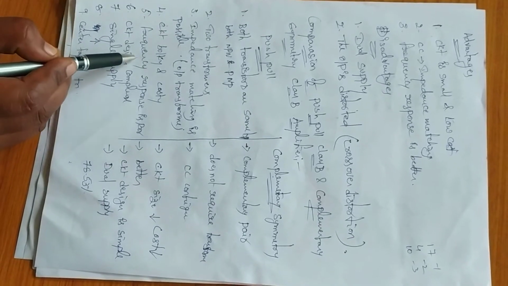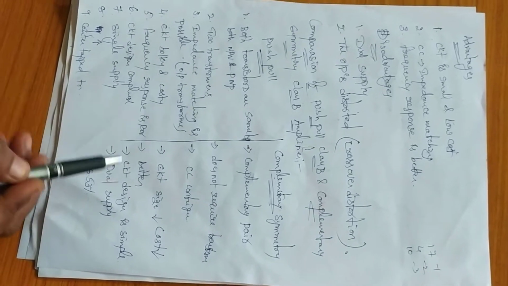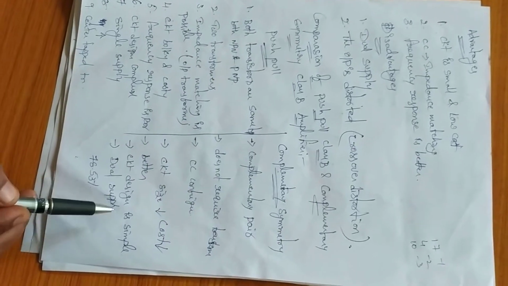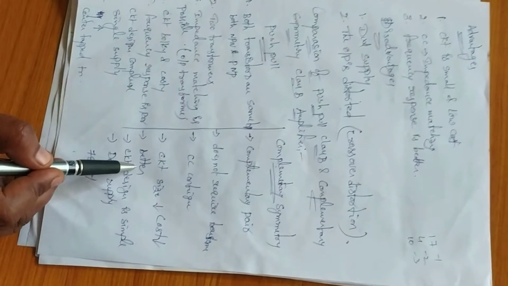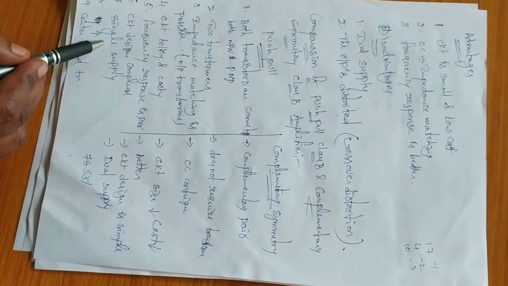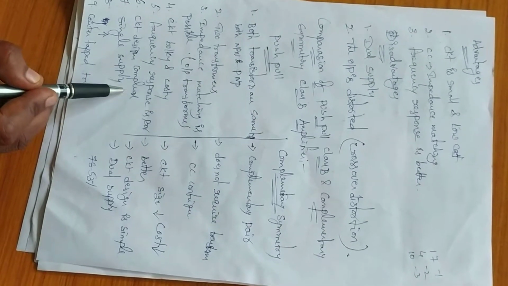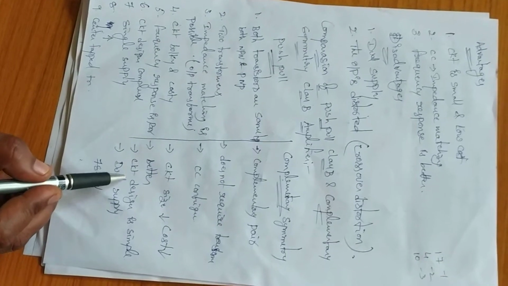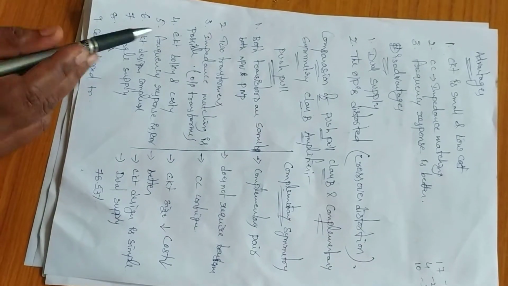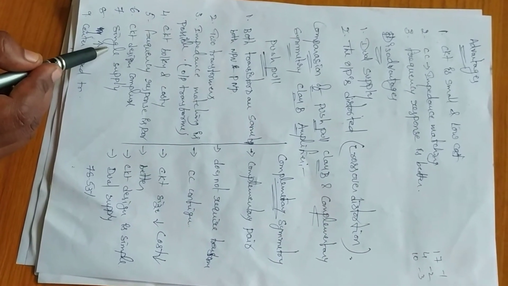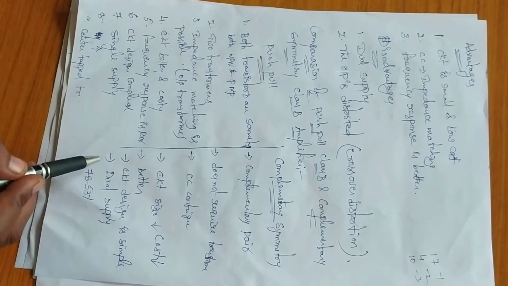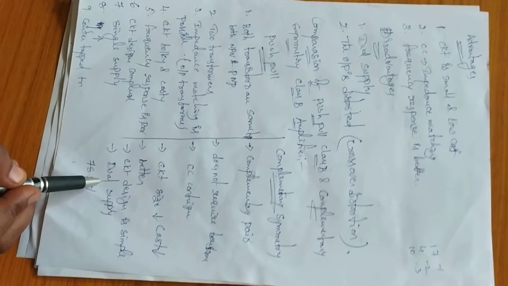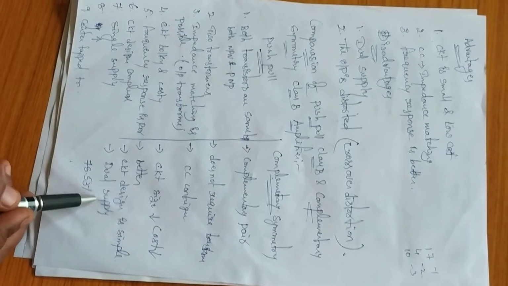In push-pull, frequency response is poor. In complementary, frequency response is better. In push-pull, the circuit design is complex because transformers are present. In complementary symmetry, circuit design is simple. In push-pull circuit, we are using a single supply. In case of complementary symmetry, the circuit requires dual supplies.